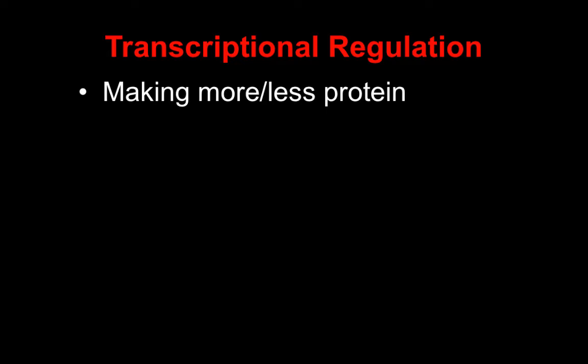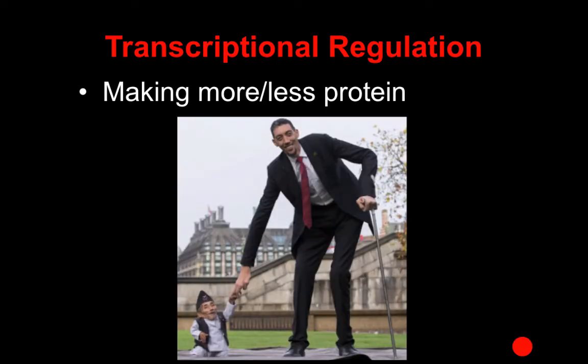Now let's look at transcriptional regulation. This means making more or less of a protein. So I think this is just kind of an interesting image. It has the shortest and the tallest man alive. And height is very much dependent on both genetics and just how much human growth hormone you have. So in both of these cases, that system isn't working correctly.